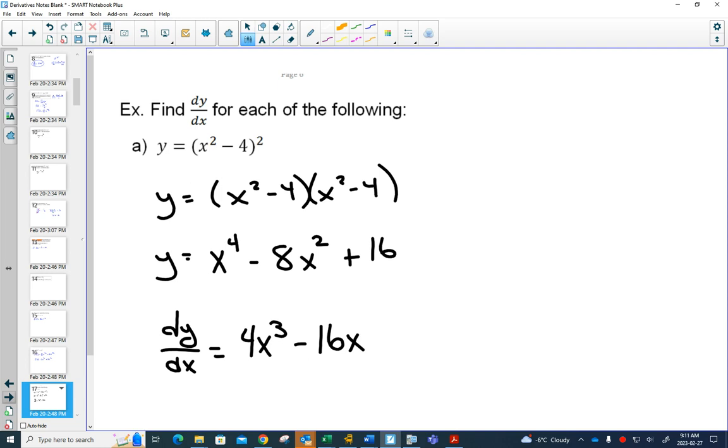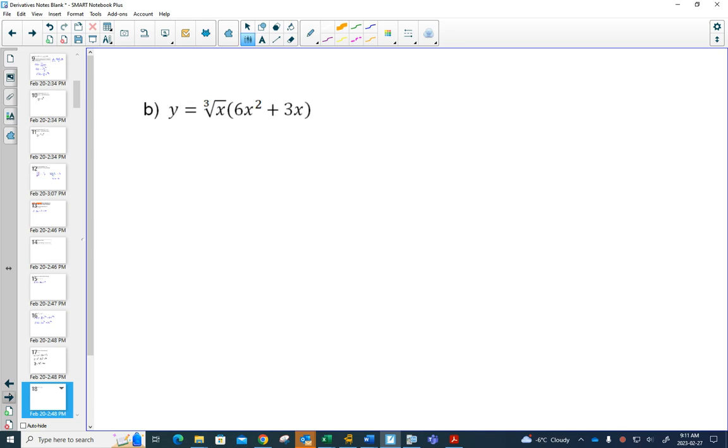So we had to take a little bit of time to rearrange things in order to put it into a form that we could do. And this is where some of your algebra skills from the past are going to come in and help you.